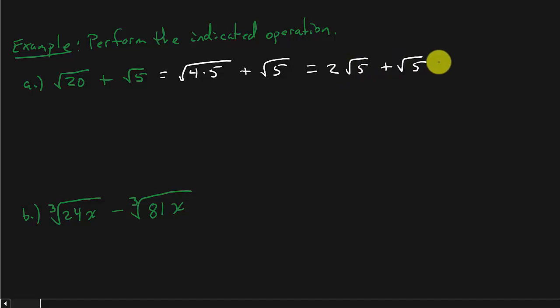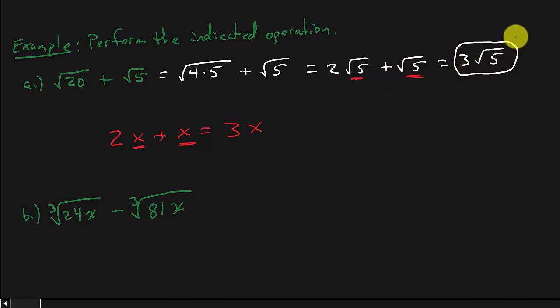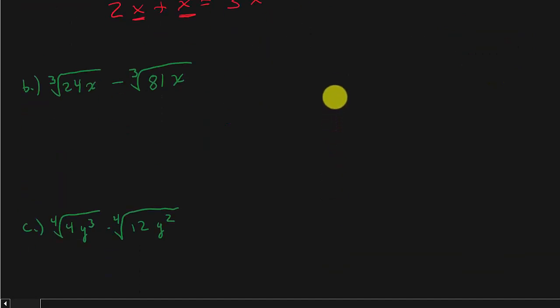All right. So what would our answer be here? Well, let me show you this, and I bet it'll make a whole lot of sense. What is this? 2x plus x. Everybody knows that's 3x. That's exactly what we're doing. What's underneath these radicals is acting like these x's here. 2x plus 1x is 3x. 2 square root of 5 plus 1 square root of 5 is 3 square roots of 5. And there's your answer.